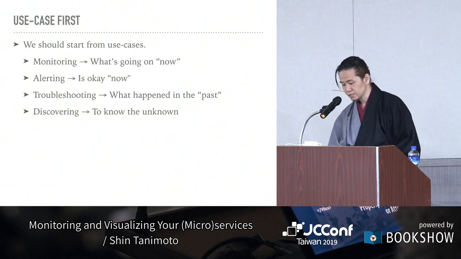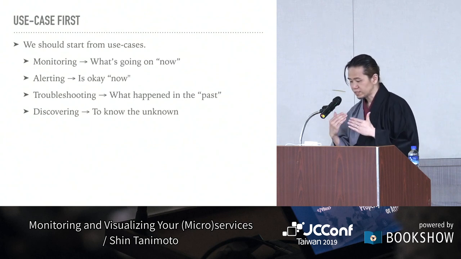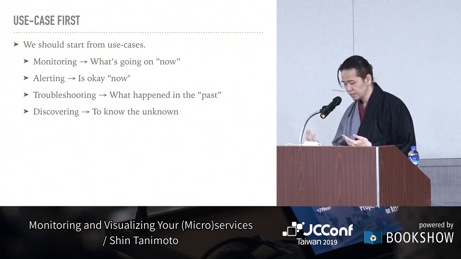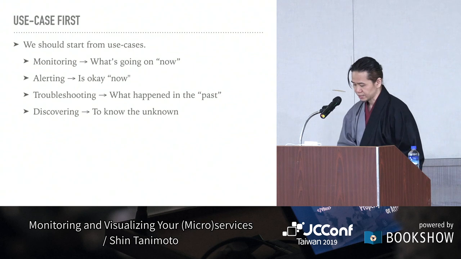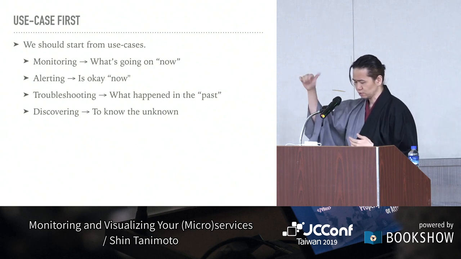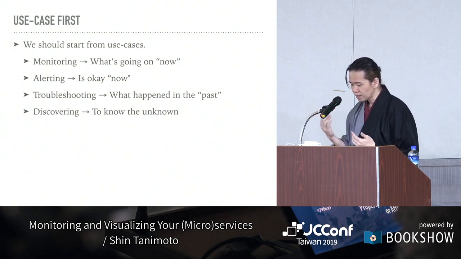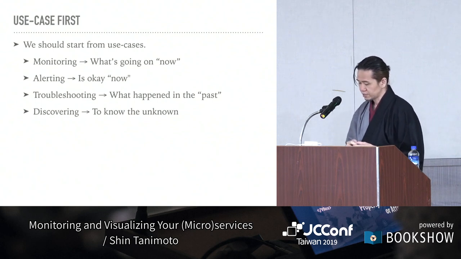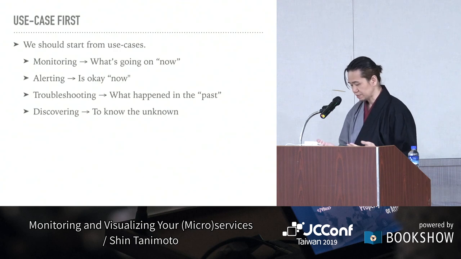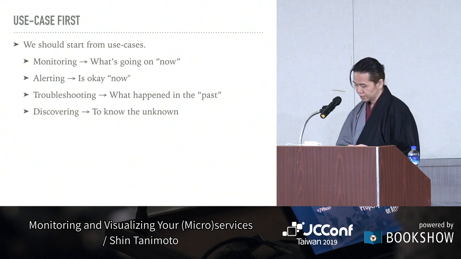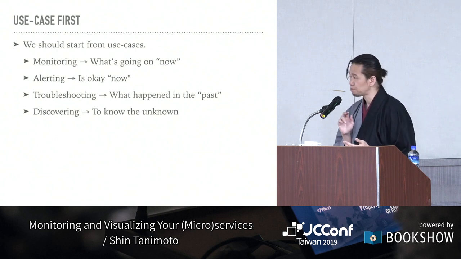In other words, monitoring means knowing what is going on now. It is not about the past, not the future. It is to know the current status. And then alert is to notice the changes from good to bad. So if there is no alert, we hope the system runs well. But as soon as the system goes bad, we can get notification via email or Slack message or Twitter DM, etc.